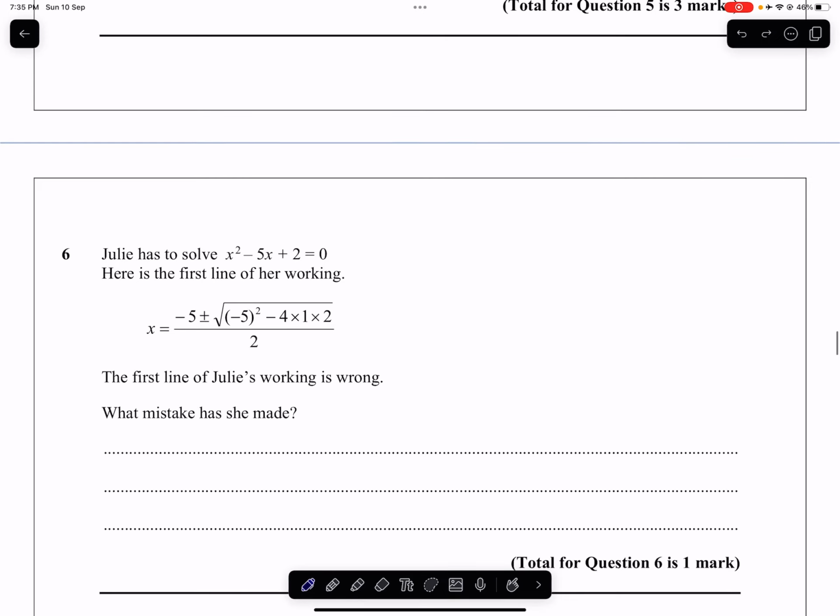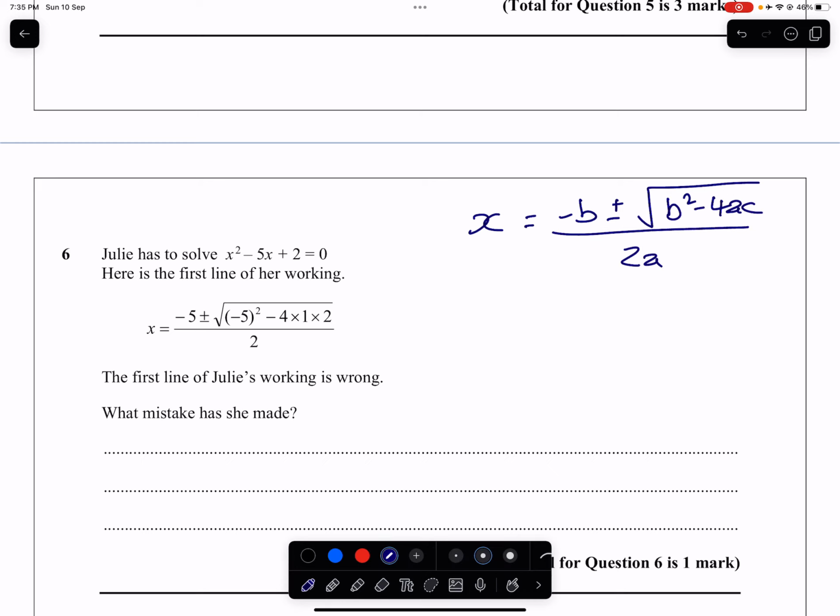Question 6. Julie has to solve the following quadratic equation shown here. Her first line of working using the quadratic formula is given like so. So our quadratic formula, just quoting what's in the formula sheet, we have minus b plus or minus the square root of b squared minus 4ac all over 2a.